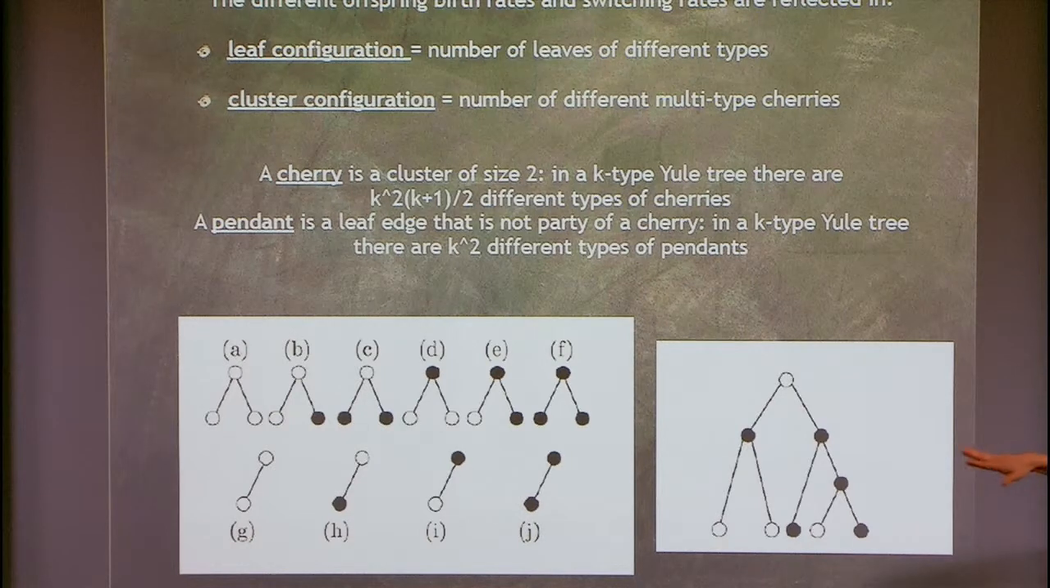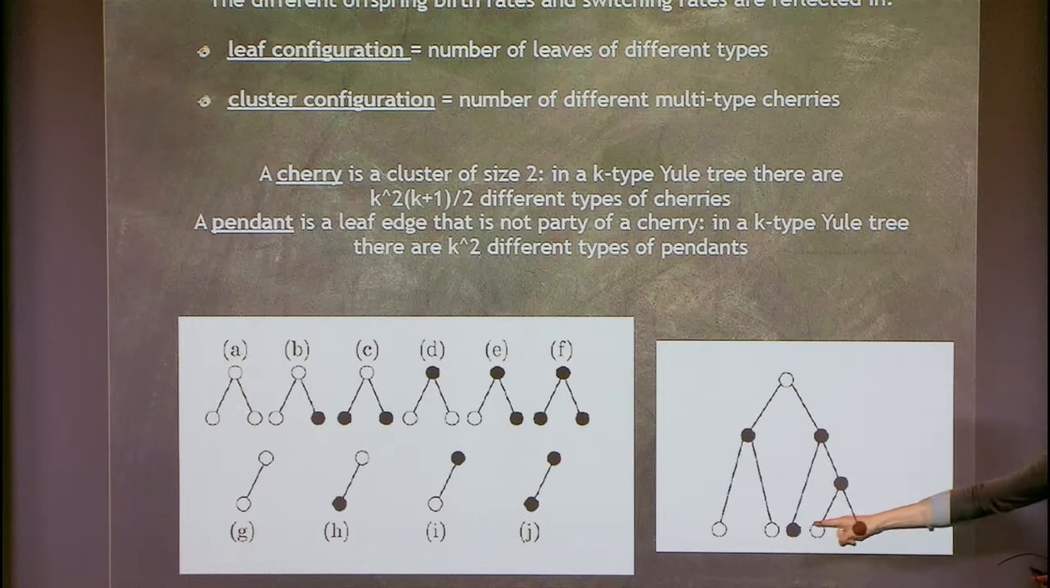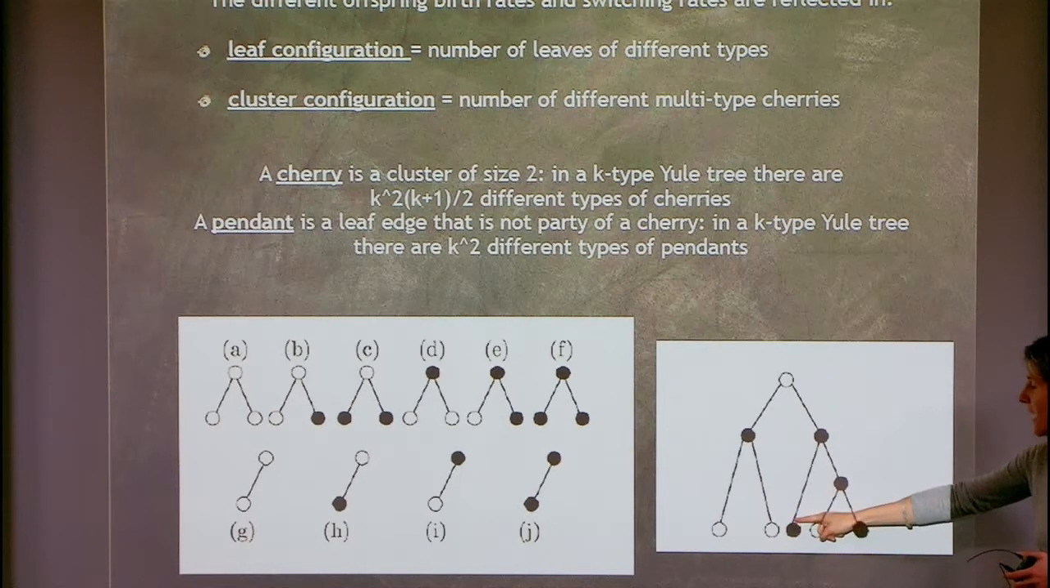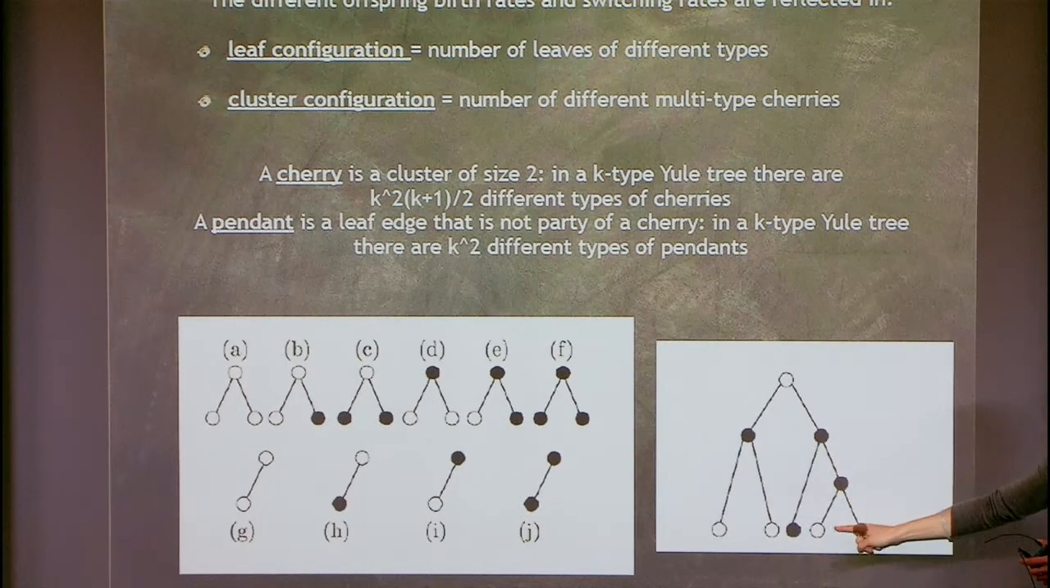So what we looked at is results on the number of cherries. In a 2-type setting, we did it for K types. The pictures illustrate you have many cherries of different types. You have many pendants of different types. A pendant is just a leaf that has a single edge going back, whereas a cherry is one that coalesces with another leaf one generation back.